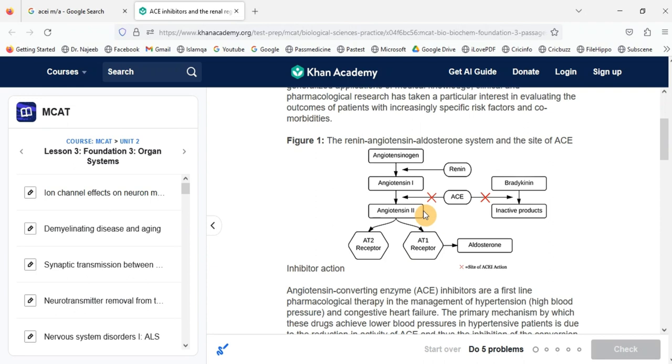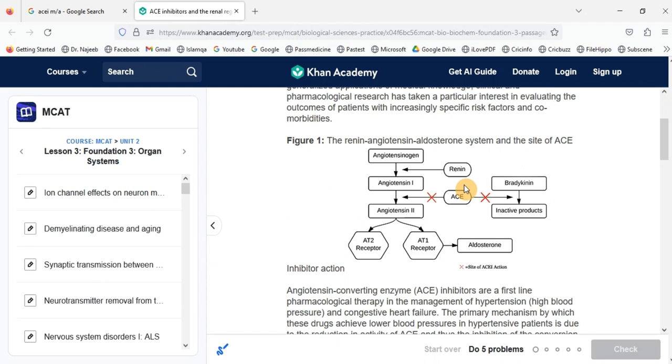Okay, just look at this pictorial. Angiotensinogen is converted to angiotensin 1 with the help of renin. And angiotensin 1 is converted to angiotensin 2 with the help of angiotensin converting enzyme. And in this pathway, the bradykinin is metabolized to inactive products. And the ACE inhibitor acts on this step.